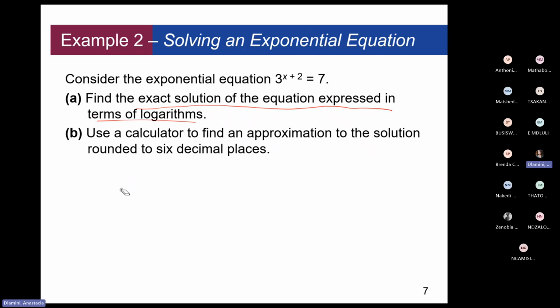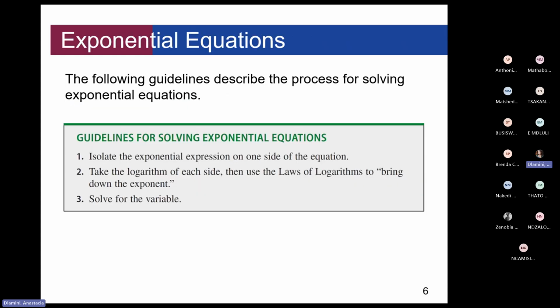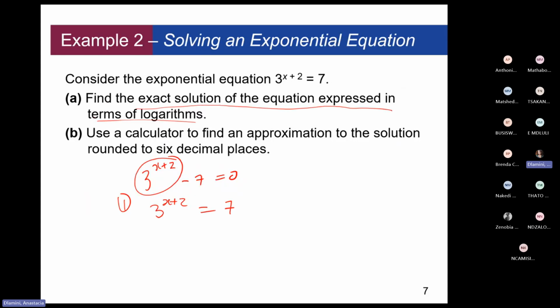But if it was something like this, for example, 3 to the power of x plus 2 minus 7 equals 0, what they mean by step 1 is that you take everything that has an exponent to the left, in this case this term, so you have 3 to the power of x plus 2, and everything else to the right. That's what the first guideline says: isolate the exponential expression on one side of the equation. Are we all together there? Yes, ma'am.